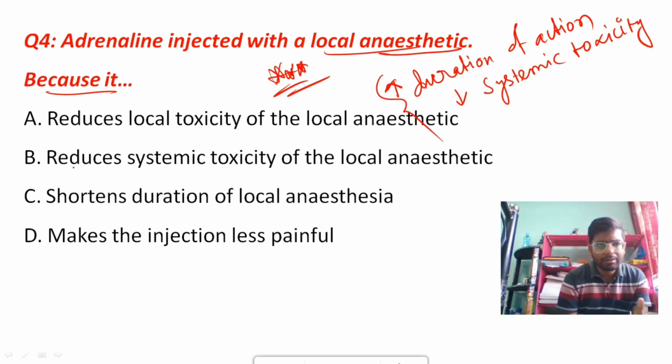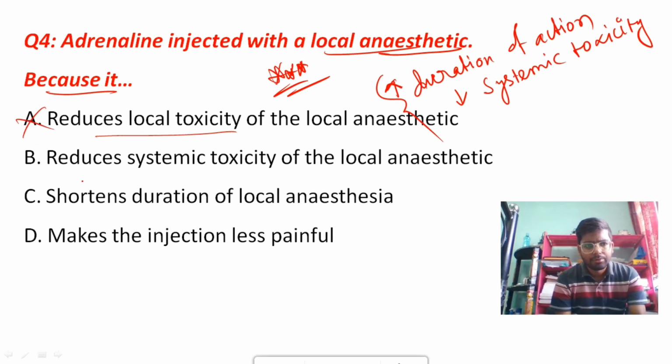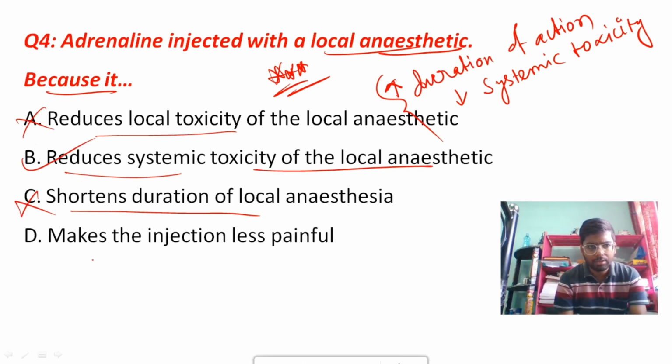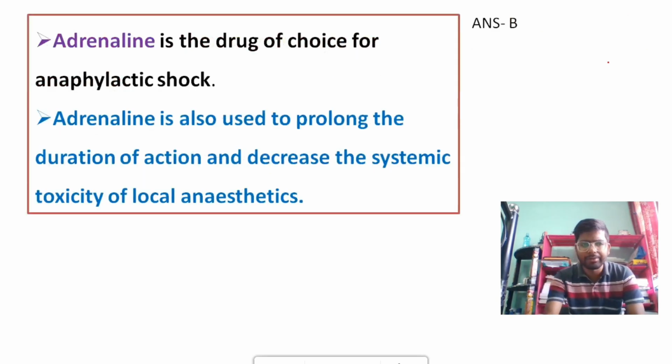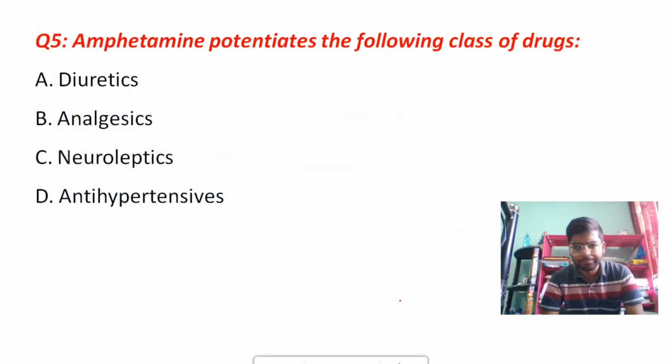So here the options: reduces local toxicity? No, it cannot reduce that. Reduces systemic toxicity of the local anesthetics? Yes, it is true. Shortens duration of action? False. Makes the injection less painful? No, false. So the answer will be option B, because adrenaline is used with local anesthetic to increase the duration of action and to reduce the systemic toxicity of the local anesthetic drugs. I have already mentioned this here.